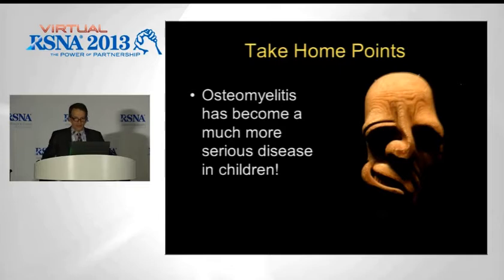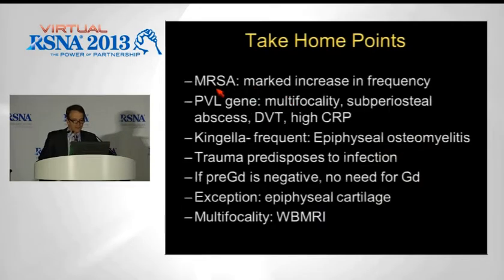So, to summarize, osteomyelitis has become a much more serious disease in children. Why? Because it is more aggressive, it is more frequently multifocal, and it is affecting more frequently the soft tissues, producing subperiosteal abscesses and deep venous thromboses. The methicillin-resistant Staph aureus has markedly increased in frequency, and this is very serious.